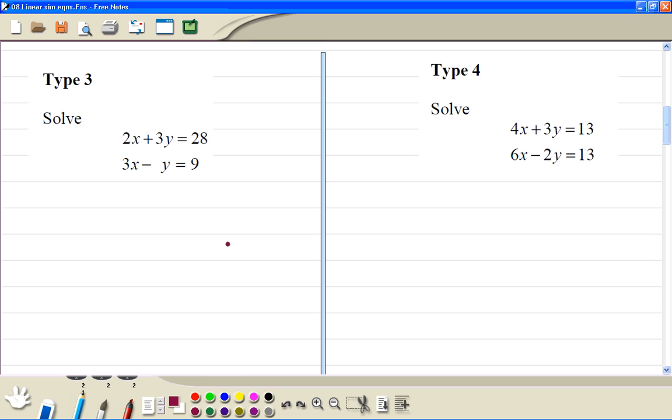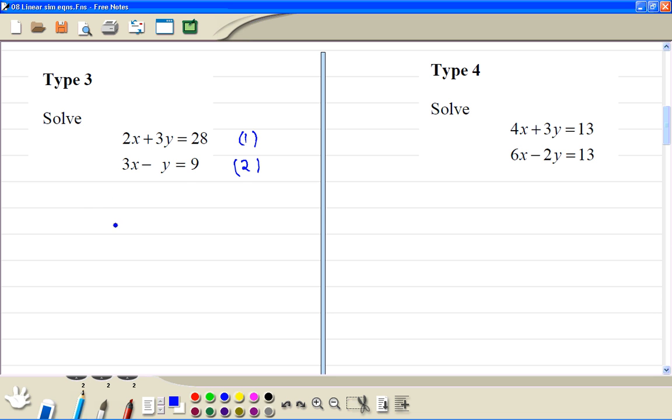Now we look at equation of type 3. So this time the coefficients don't match at all, they're all different. But if we multiply one equation, so this is equation 1, this is 2. If we multiply equation 2 by 3, then we can match the coefficients.